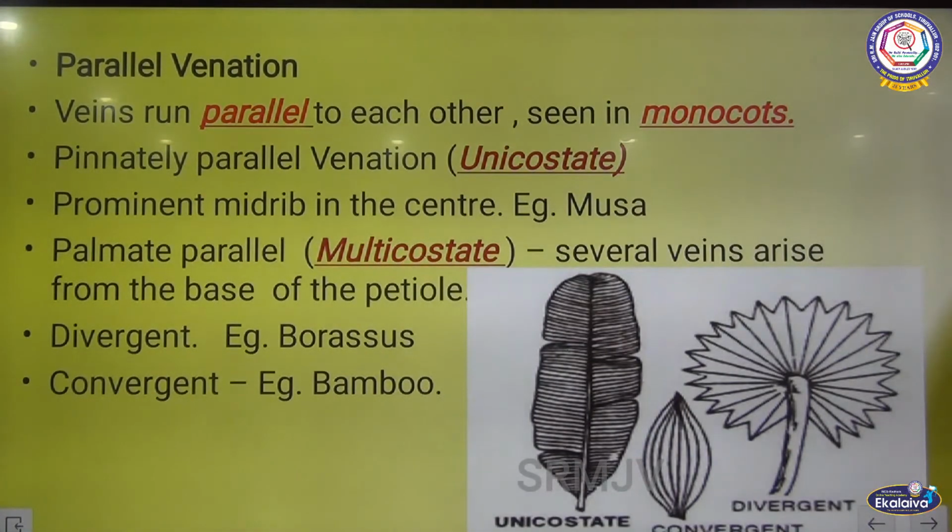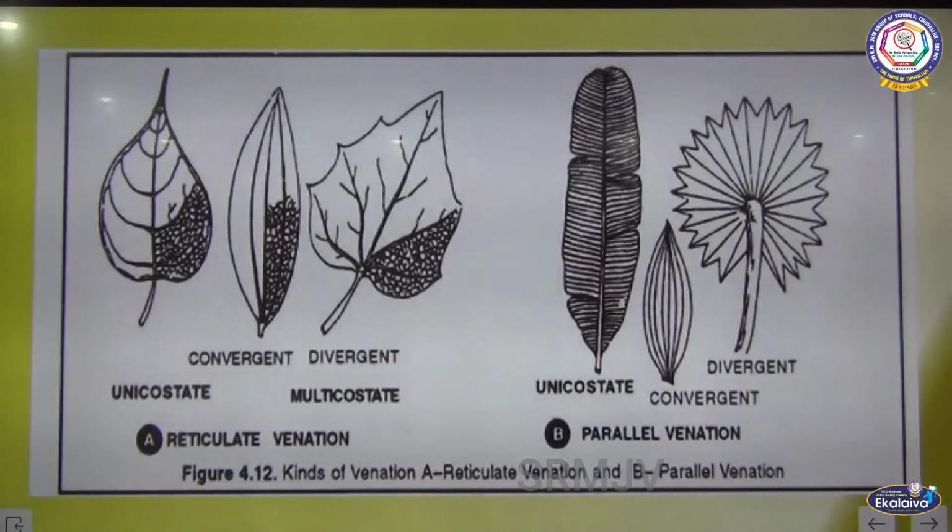So you will find divergent in the palm, Borassus, or it may be convergent, which you will see in bamboo. So this is the picture, commonly you can see in one slide, where you will find reticulate venation, the netted pattern, and only one prominent midrib may be there, unicostate. If many prominent midribs are there, you call it multicostate. If all the veins converge, you call it convergent. If they move from the base and spread apart, you call it divergent. And parallel venation, where the veins run parallel to each other, if they meet at a point, you call it convergent. And if from the base they spread across, you call it divergent.